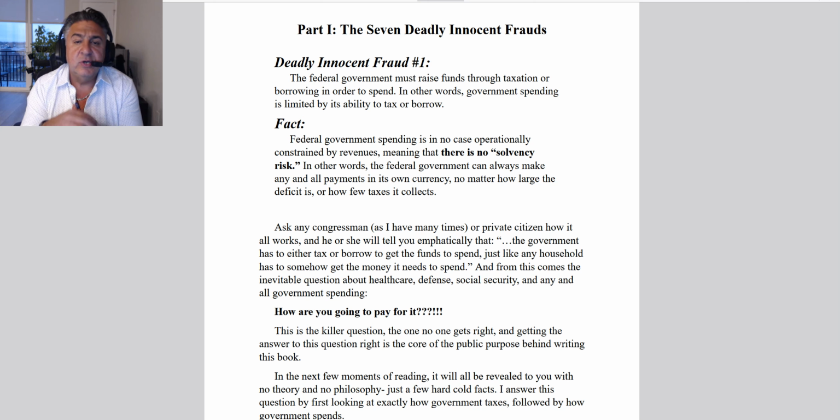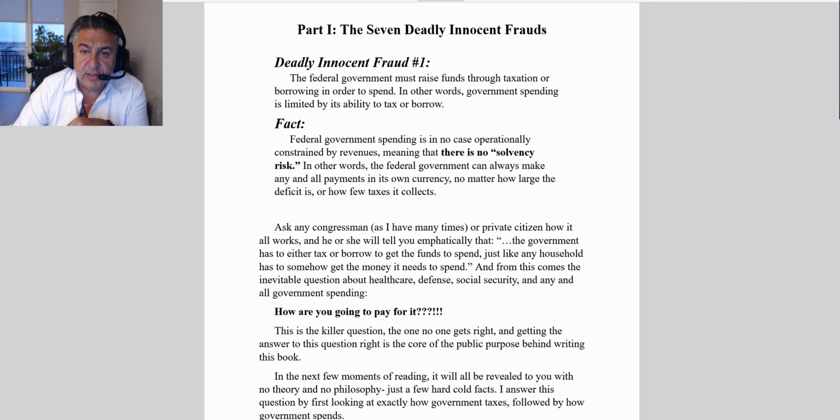All right, now let's go to the 7 deadly innocent frauds. And we're going to go to number 1. And it says here very clearly, number 1, right? The federal government must raise funds through taxation or borrowing in order to spend. In other words, government spending is limited by its ability to tax or borrow. Now he's going to tell us what the fact is.